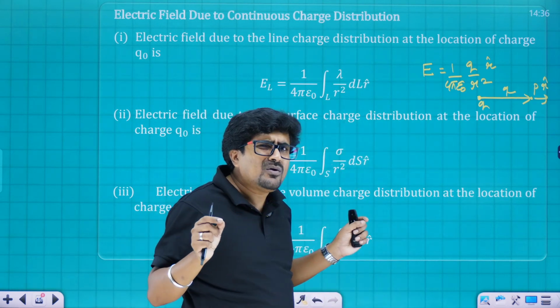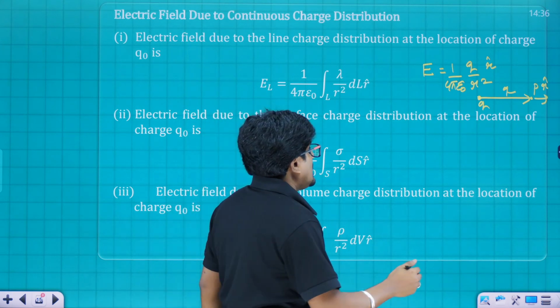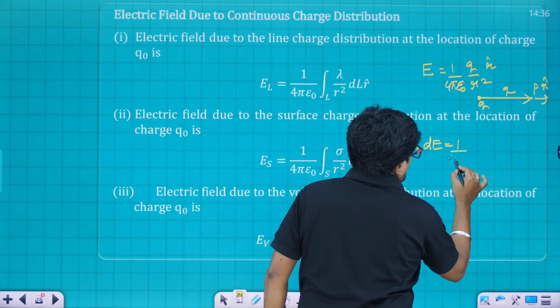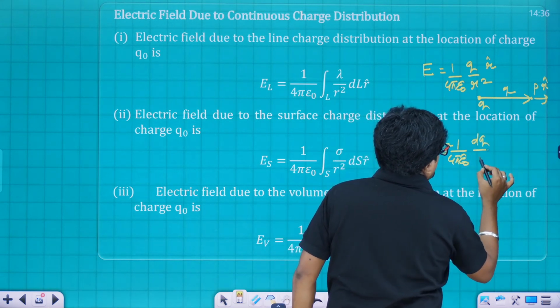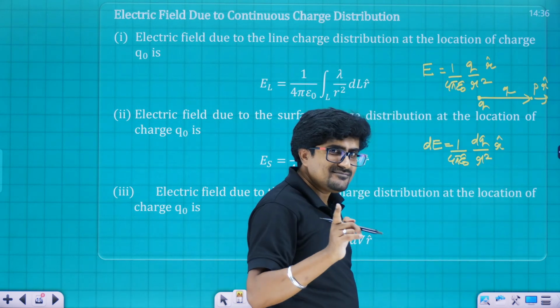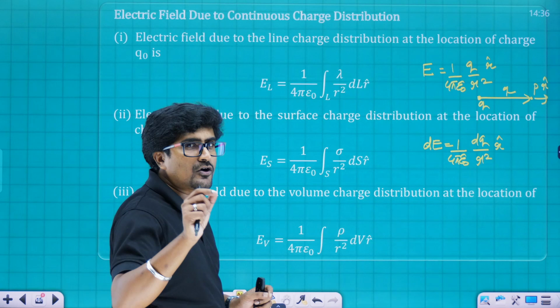Okay, and if it is a small charge, instead of capital Q, if it's a very small charge, then we calculate the electric field dE as 1 divided by 4 pi epsilon naught, dq divided by r square, again r cap, isn't it? Yes.